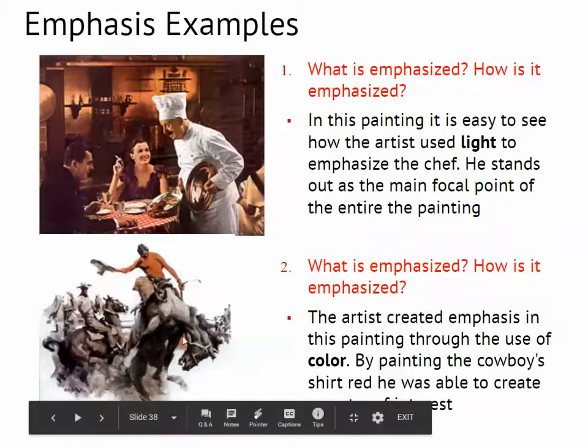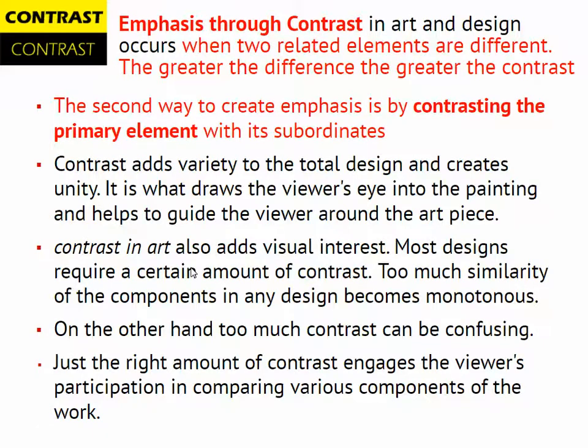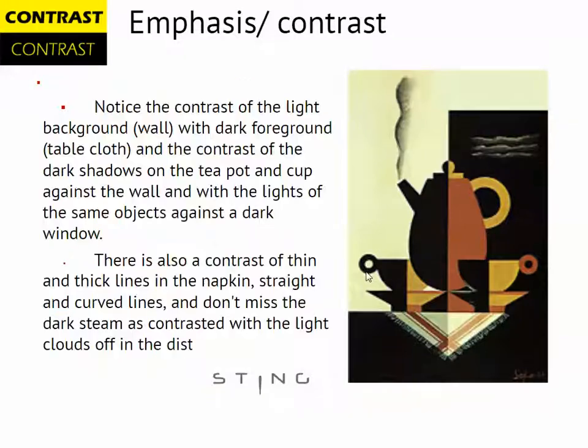How about this one? What's emphasized? Well, it's this cowboy because everything else is kind of gray tones, and then he has an orange shirt. So you can emphasize through contrast. You can have something contrasted with other things. For example, in this image there are tons of different contrasts. Notice the contrast of the light background with the dark foreground, and the contrast of the dark shadows on the teapot. So you have this teapot, and there's the dark shadow area.